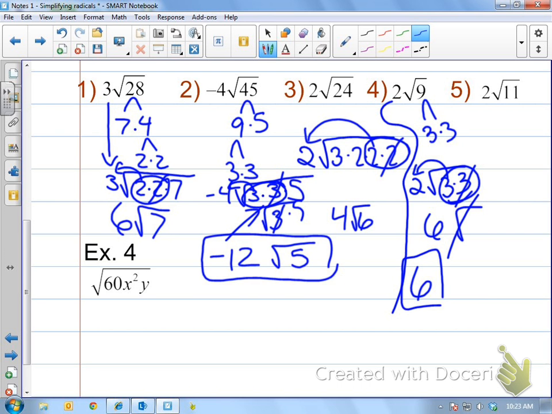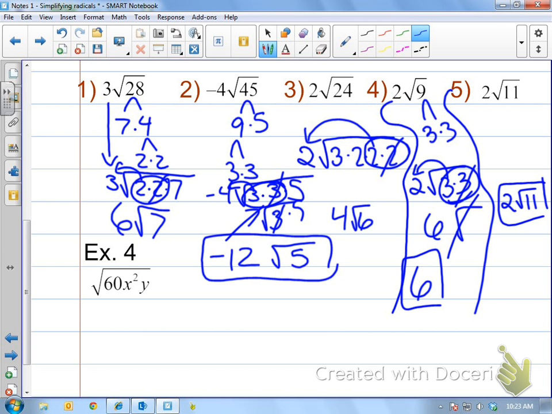And then question 5. Your group, what did you guys do? Okay, what about you guys? Got 2 and 11. Okay. Why didn't we do anything on this problem? 11 is prime. Okay, so we leave it.